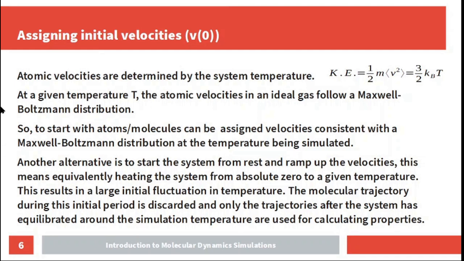Yet another alternative is to start the system from rest, that is v equal to 0 for all atoms, and ramp up the velocities. This means equivalently heating the system from absolute 0 to a given temperature. This results in a large initial fluctuation in temperature. So initially the temperature might shoot up to several hundreds of degrees, but eventually it would stabilize. The molecular trajectory during this initial period where you have large fluctuations is normally discarded, and only the trajectories after the system has equilibrated around the simulation temperature are used for calculating the properties.